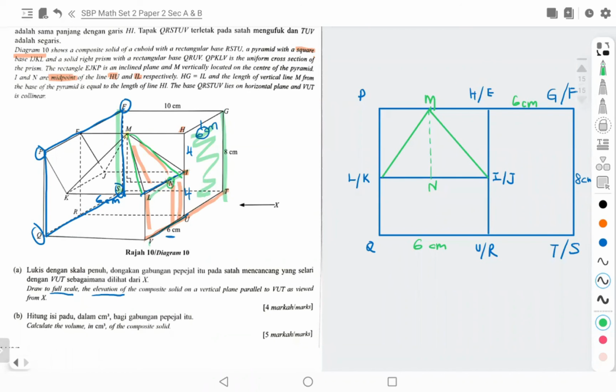Is that okay? So you have to label first, then only is it easy to see. So the tip would be: draw out the biggest shape first, then only you separate what you see, and then you just draw it out.